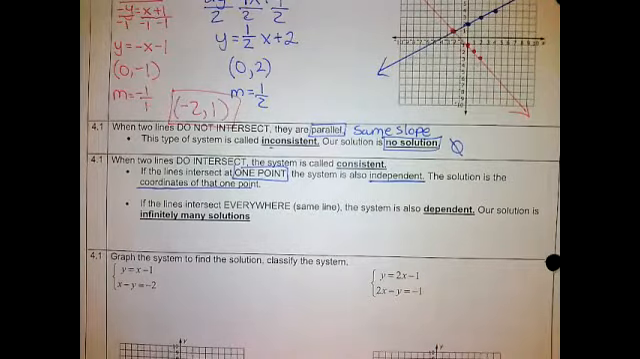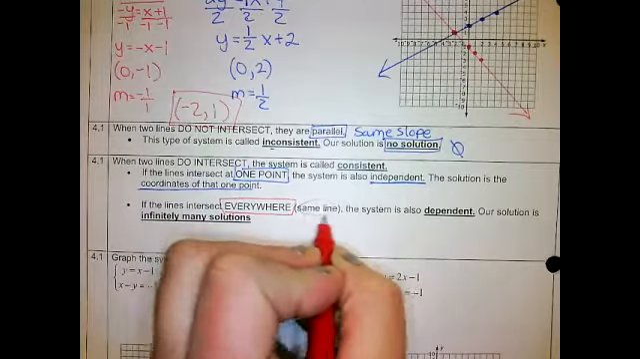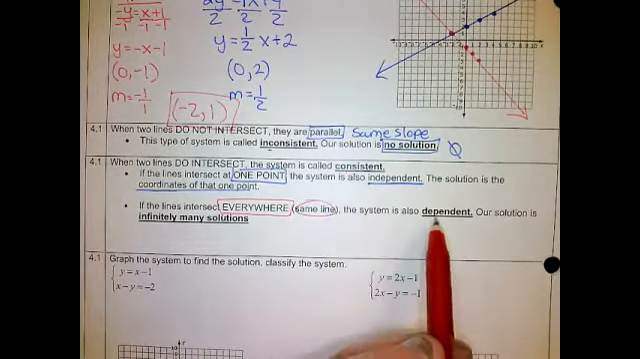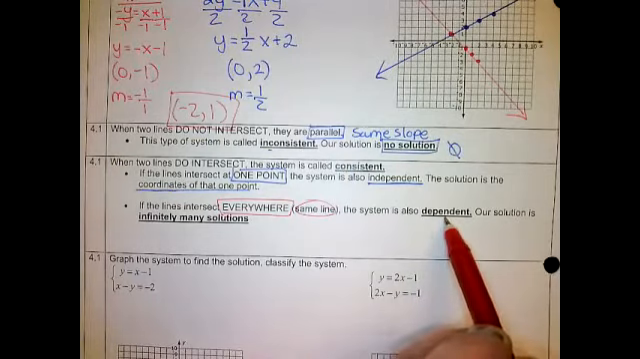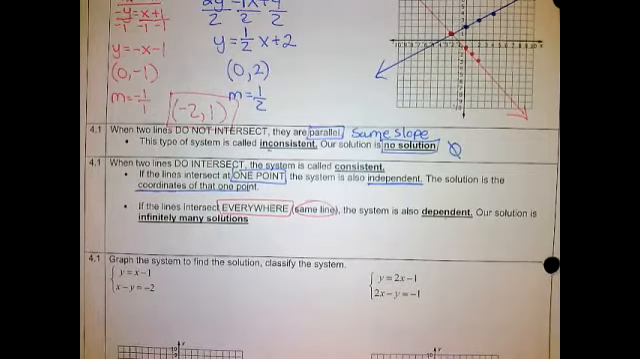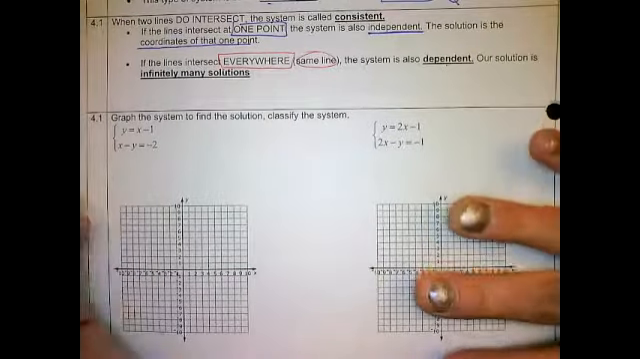But if the lines intersect everywhere, in other words, it's the same exact line, then the system is called consistent and it's dependent, and our solution is infinitely many solutions because it's touching in a whole bunch of places. Okay, so those are our three options right there: no solution, they touch at one point, or they touch everywhere. So let's go ahead and take a look at a couple of examples here.